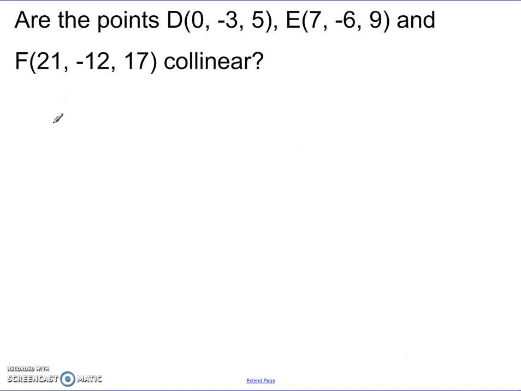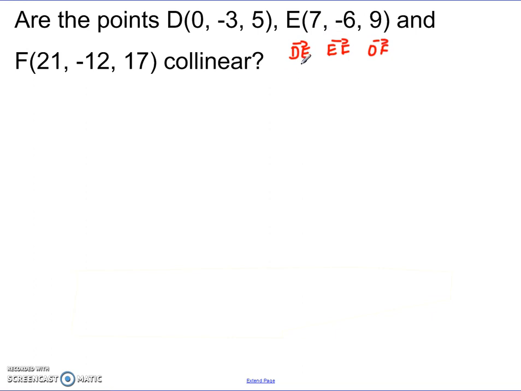So the first one, are the points D, E and F collinear? Well, to do that, we have to remember the properties of 3 points if they are collinear. We need 2 different vectors. So I've got the vectors DE, the vector EF, or the vector DF. So I've got 3 possibilities there. I need to pick any 2 of these.